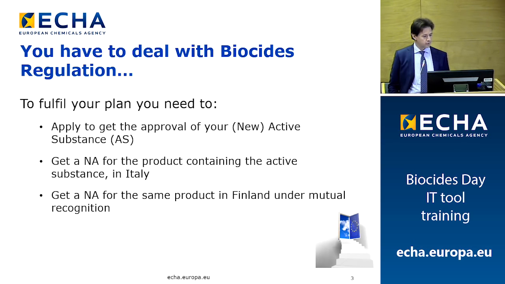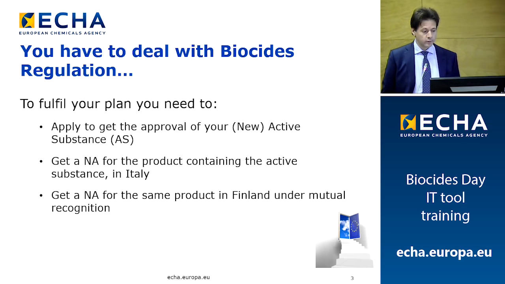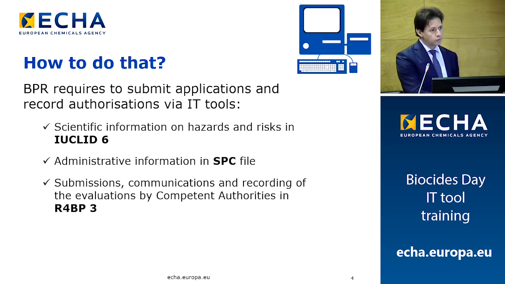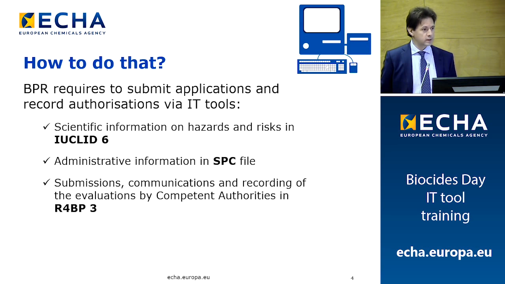And you have first to apply to get an approval for your new active substance. Then you have to get a national authorization in Italy for the product which contains the active substance. And you have to get a national authorization for the same product in Finland under mutual recognition. So at the end of this journey, you will be able to market your products in the two areas that we have been using as an example. How do you do that? This is exactly why we start from Euclid, because that is the initial point.